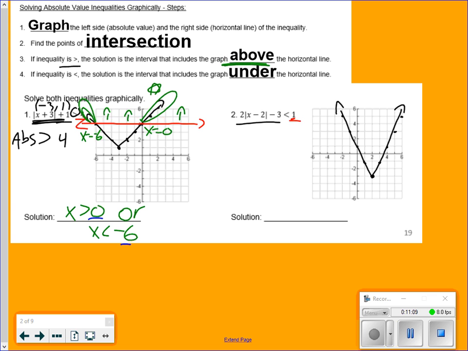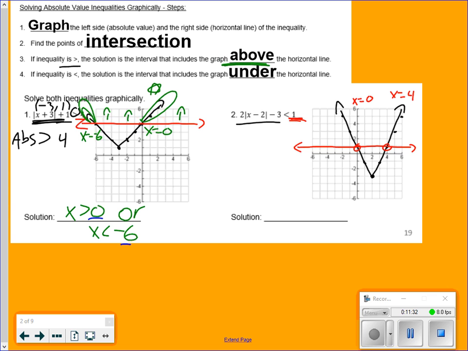And now I have this 1. Remember that's the horizontal line, y equals 1. And I see it intersect at these points right here. At x equals 0. Don't know why it took me so long to see, but also at x equals 4. Those are my points of intersection at those 2 points.